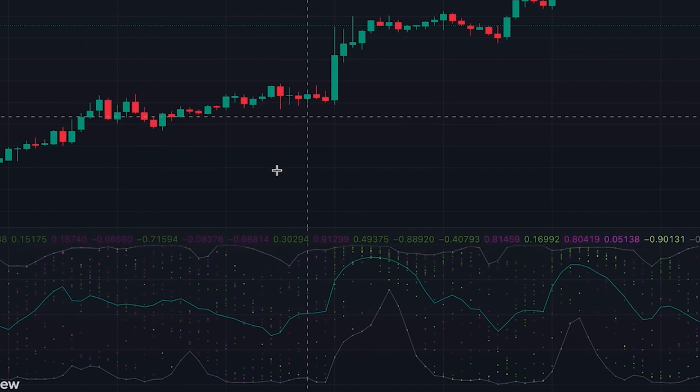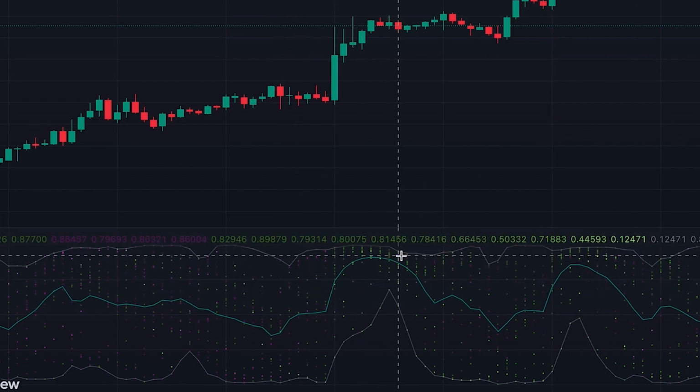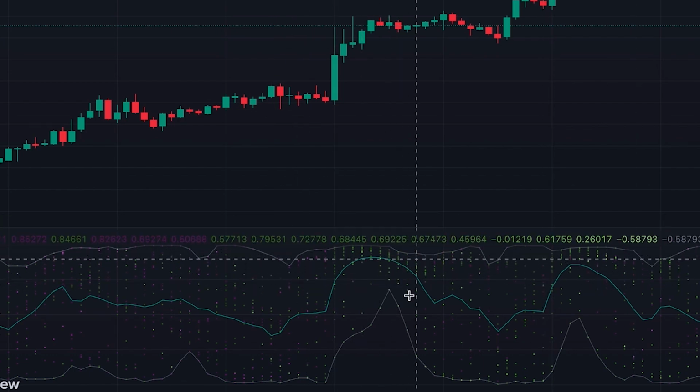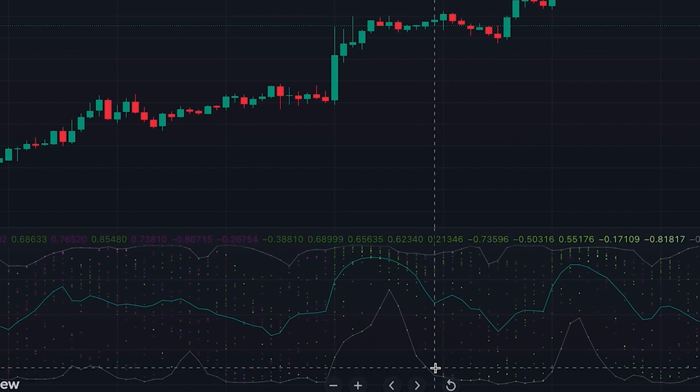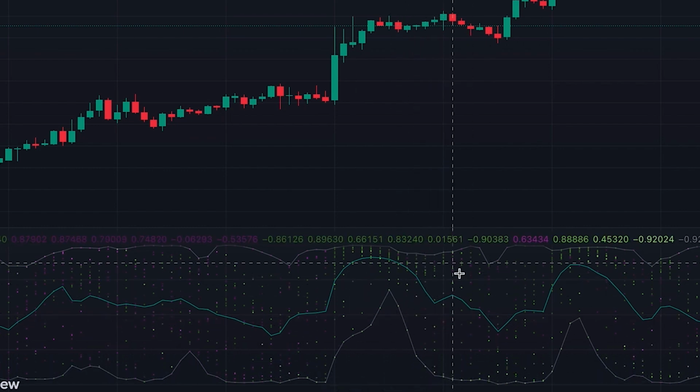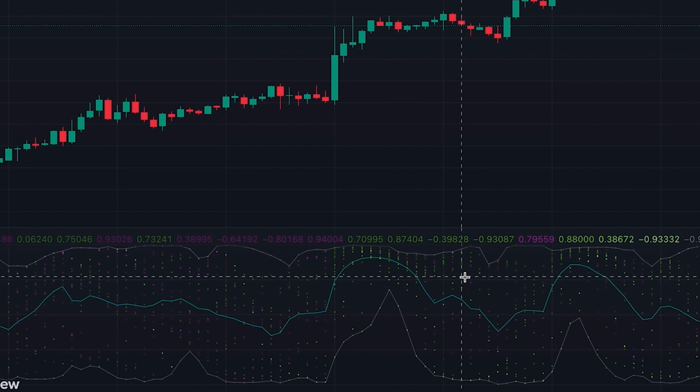And please pay attention, the closer they are to 1, the stronger they are, and on the other hand, the closer they get to -1, the weaker they are. And another point about the colors, if you remember, I said the faint ones are from longer historical periods and the solid ones are from recent candles.